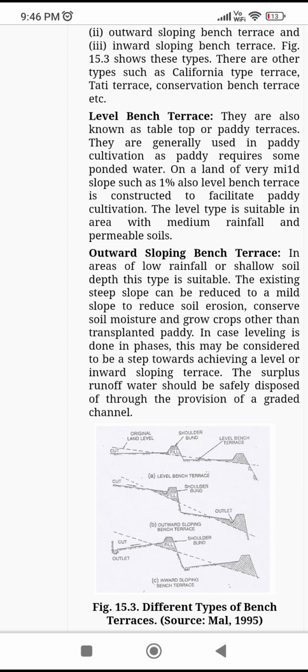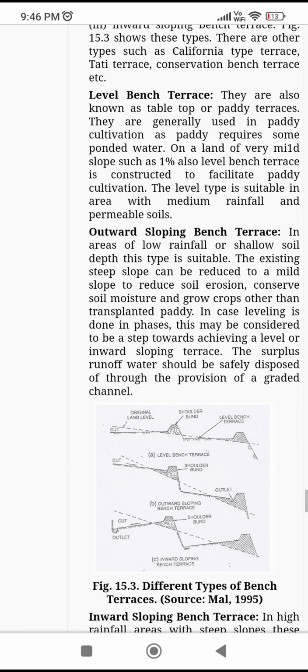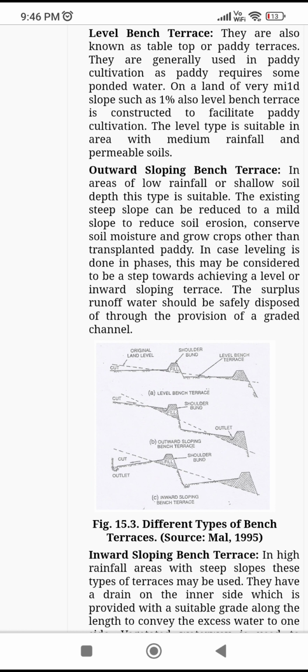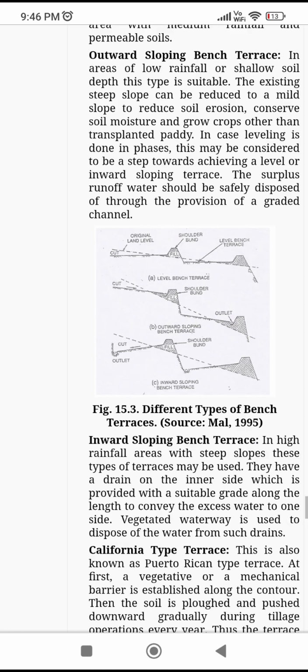Now another one is outward sloping bench terraces. In areas of low rainfall or shallow soil depth, this type is suitable. The existing steep slope can be reduced to a mild slope to reduce soil erosion, conserve soil moisture, and grow crops other than transplanted paddy. There is one more name for outward sloping bench terrace. Please refer to the book once to get the other name of outward sloping bench terrace.